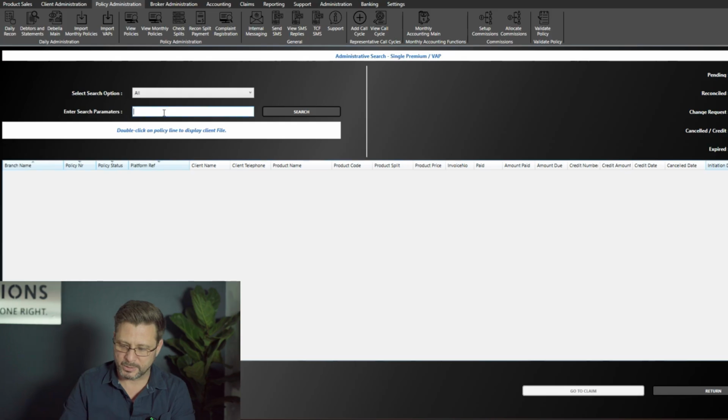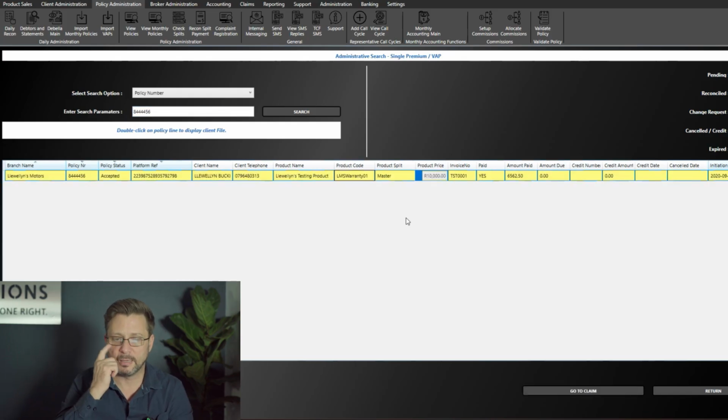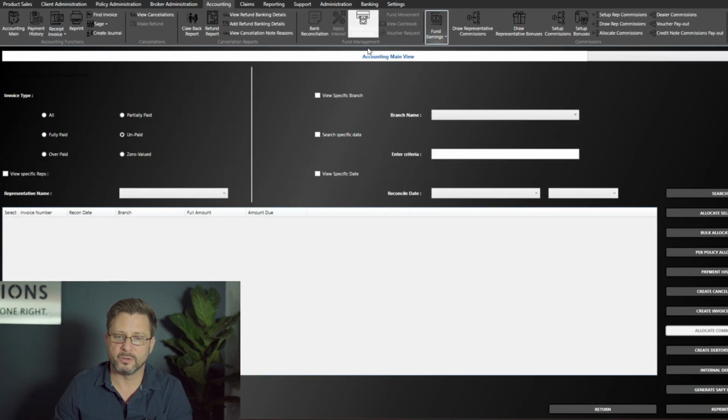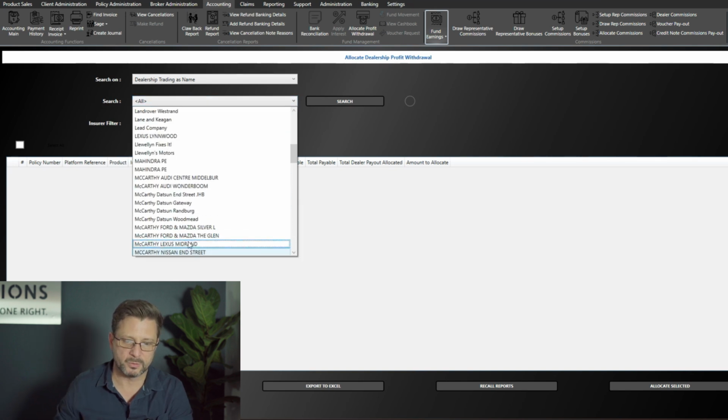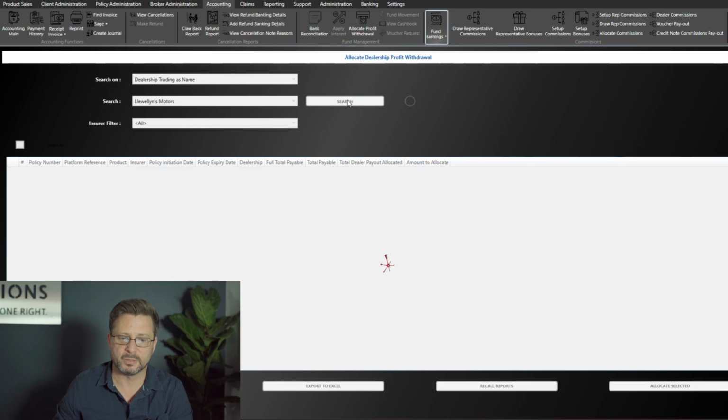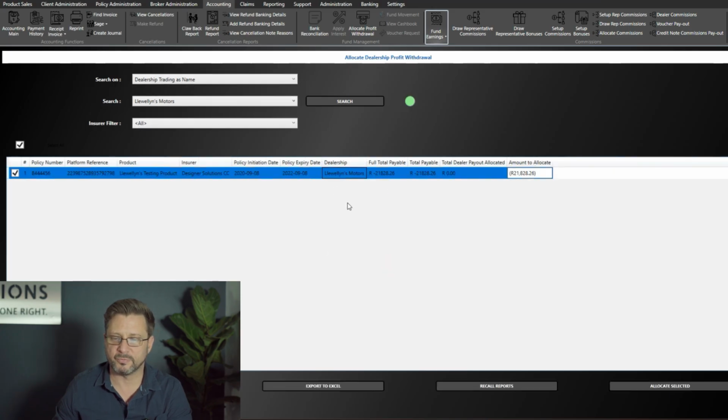What we're going to do now is have a look at a particular policy. This particular product of mine has unfortunately expired. So effectively we can now go and draw back or pay into the fund whatever the balances are standing on this. We can go to accounting, allocate profit withdrawal, and now I'm going to choose my dealership, Llewellyn's Motors. I'm going to hit search, and we see that we have a profit withdrawal on this. Normally you are going to have 8 or 9 or 10 or 15 per dealership, depending on the number of sales in the dealer.